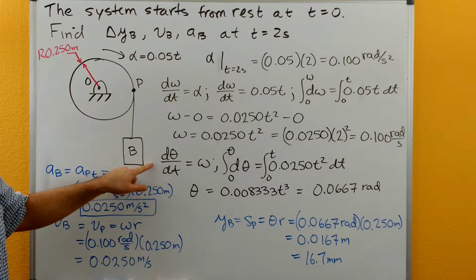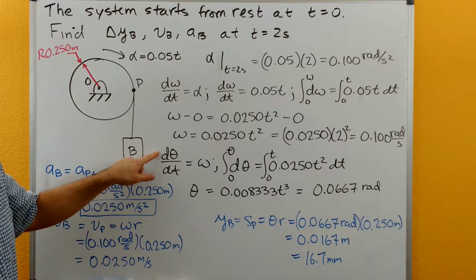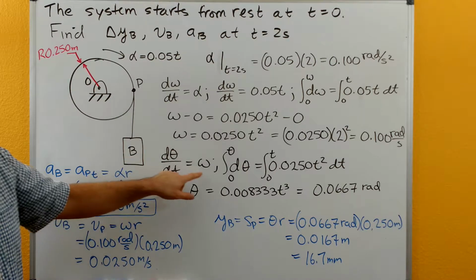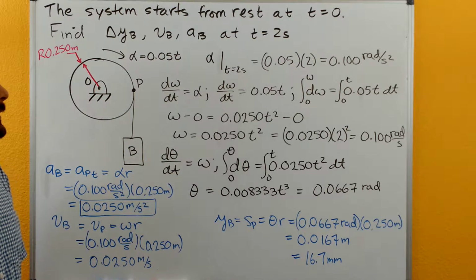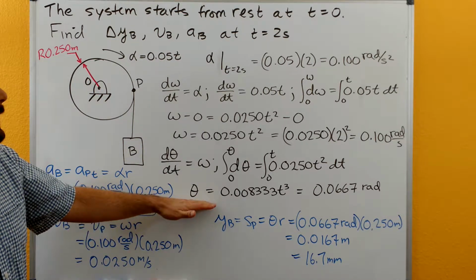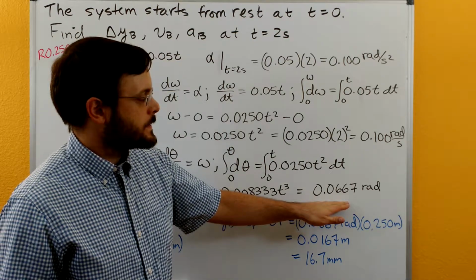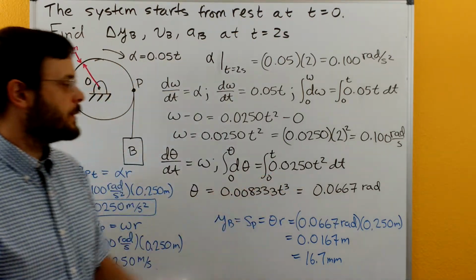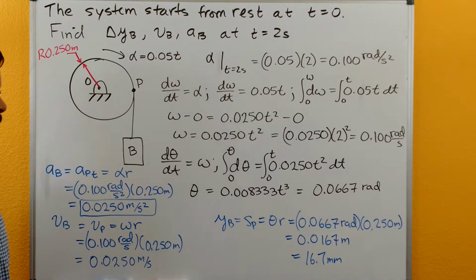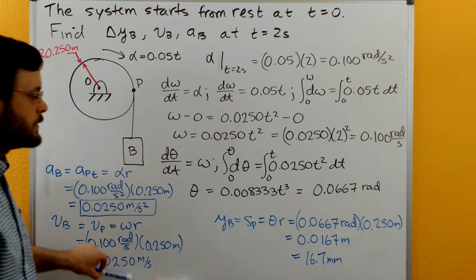And then we'll set up a differential equation for our angle. So we'll say that d theta dt is equal to omega. Again, separate variables, plug in our limits of integration, integrate, and we get theta is equal to 0.0667 radians when we finally plug in that t is equal to 2. Then from those angular quantities, we can go back and get our acceleration, our velocity, and our change in y position.